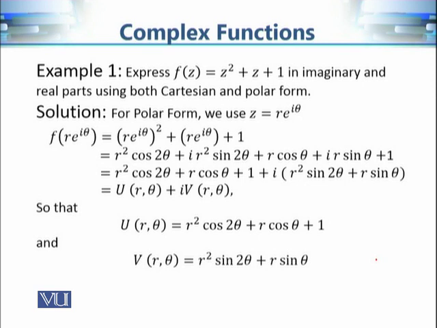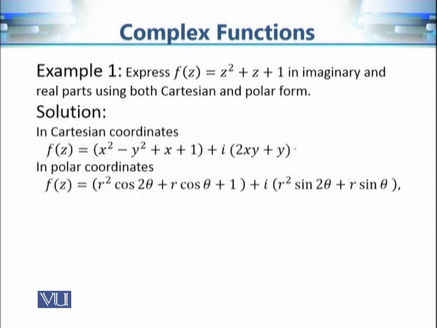Now in this example, we have considered the same function and we calculated u and v in the case of Cartesian coordinates and in the case of polar coordinates. And we have observed that the same function has different u and v's in the case of Cartesian and polar coordinates. So here is the value of u and v in the case of Cartesian coordinates, and here are u and v in the case of polar coordinates. So remember, the function is the same, but if we change the coordinates from Cartesian to polar, the real and imaginary components of the function will be changed.